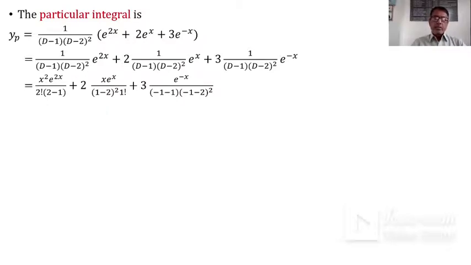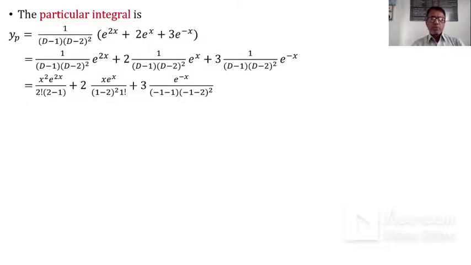These are the steps I have explained to you completely. x² e^(2x) upon 2 factorial into (2 minus 1). For the second, 2x e^x upon (1 minus 2) square into 1 factorial, plus 3e^(minus x) upon minus 1 and in the second bracket (minus 1 minus 2) square.